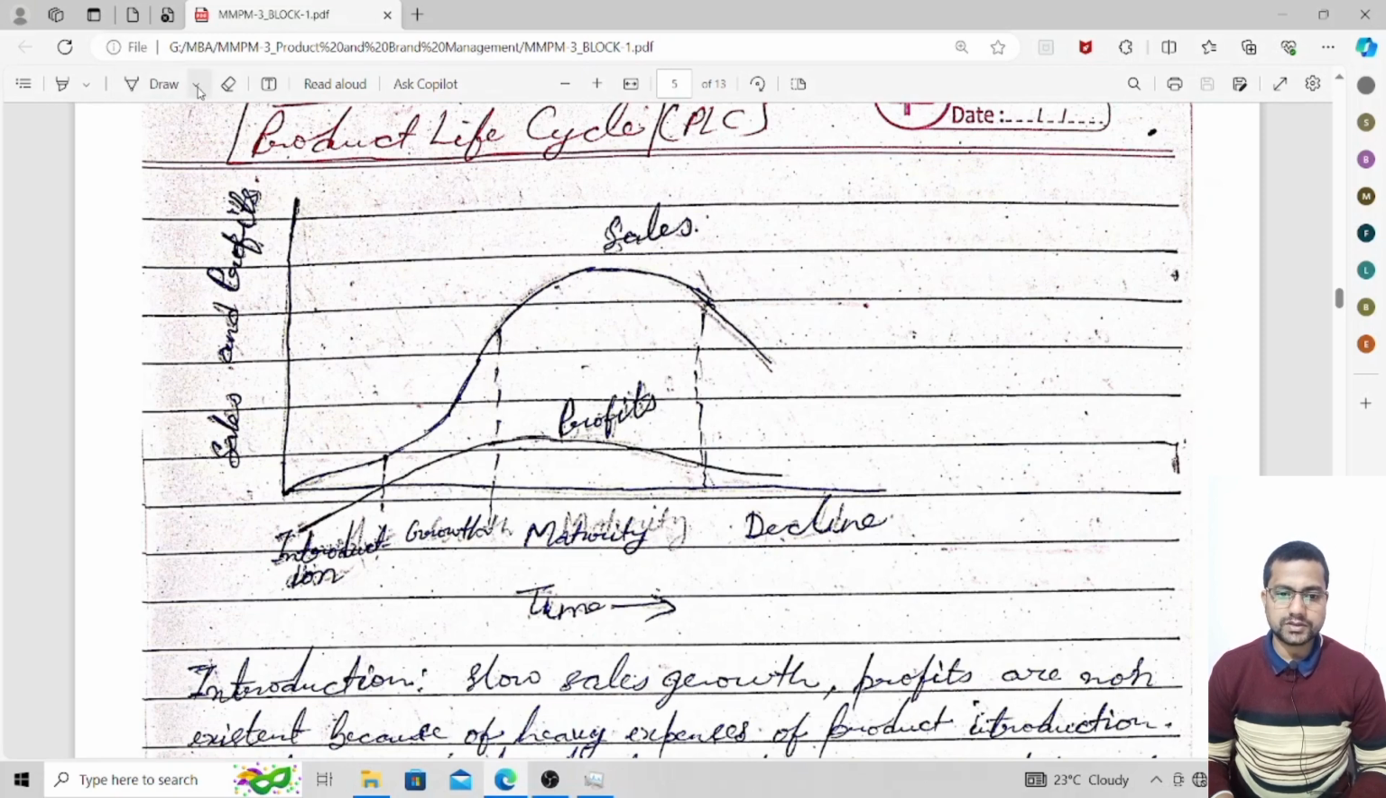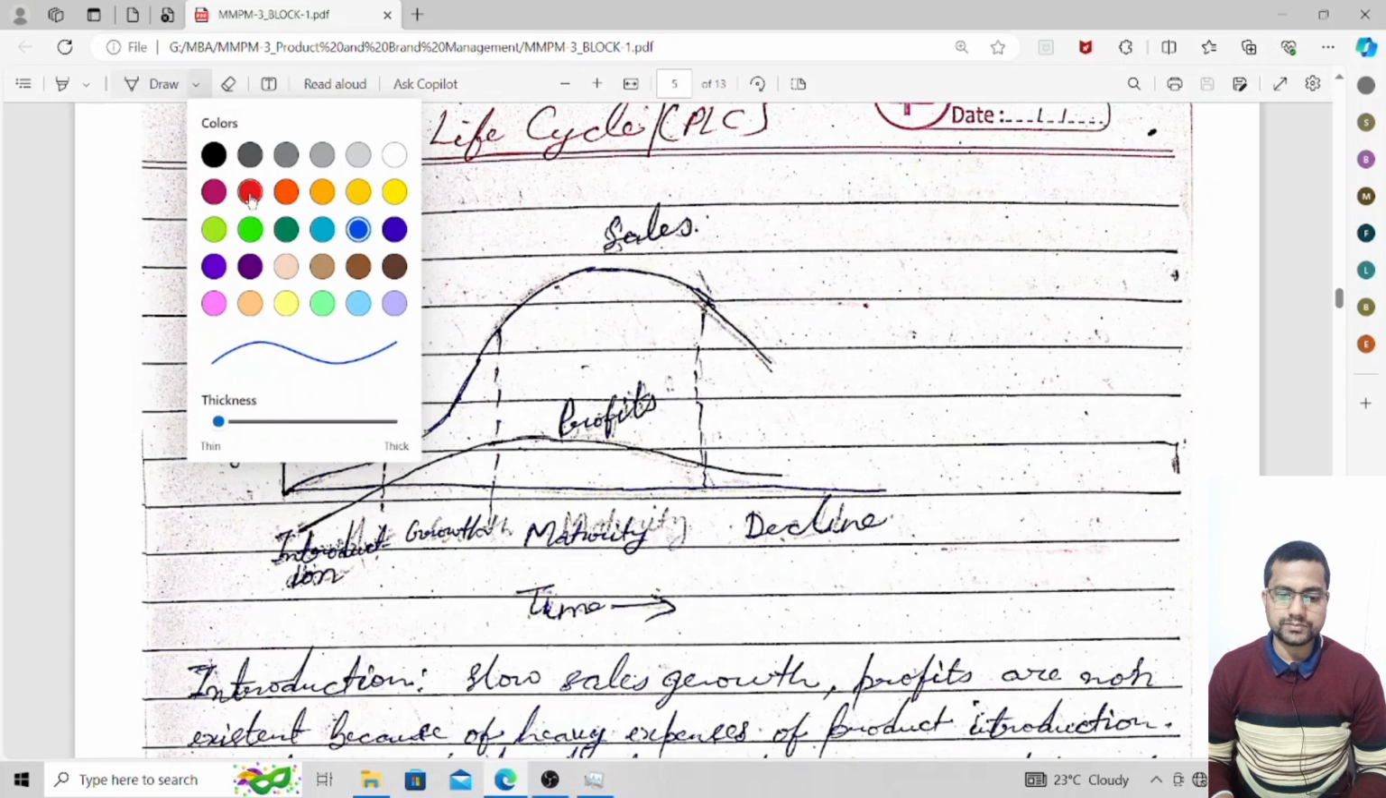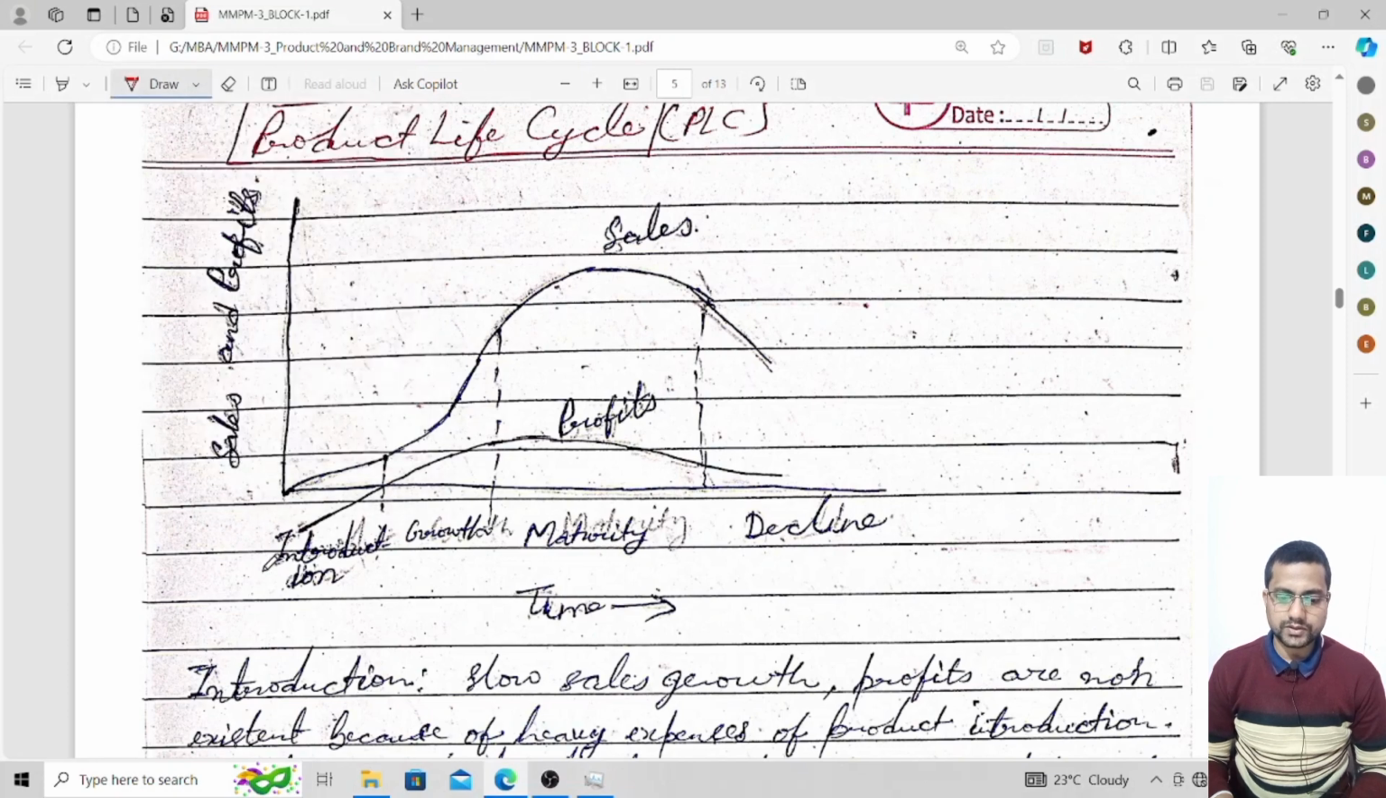Here you have the introduction stage. The second one is the growth stage, the third one is the maturity stage, and the fourth one is the decline stage. Along the horizontal axis is time. In the beginning you have introduction, then growth, then maturity, and then decline. And along the y-axis you have sales and profit.